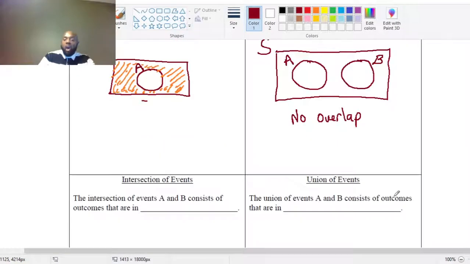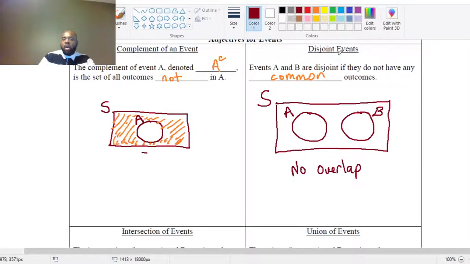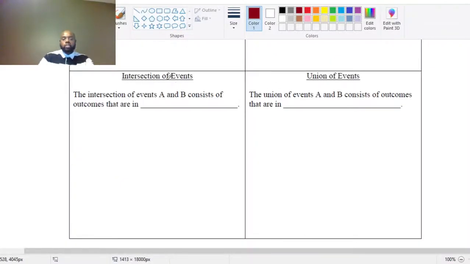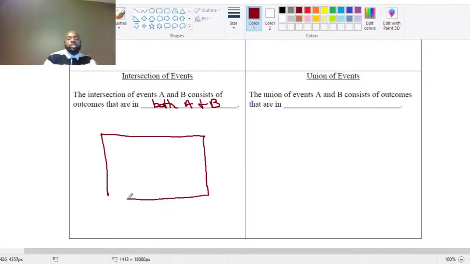When events A and B are not disjoint, we can calculate things from it. For instance, we can do the intersection of events A and B. The intersection of events A and B consists of outcomes that are in both A and B, right? And so now, instead of them being disjoint, where they don't overlap, now event A and event B do overlap, all right? So this is for events that are not disjoint.